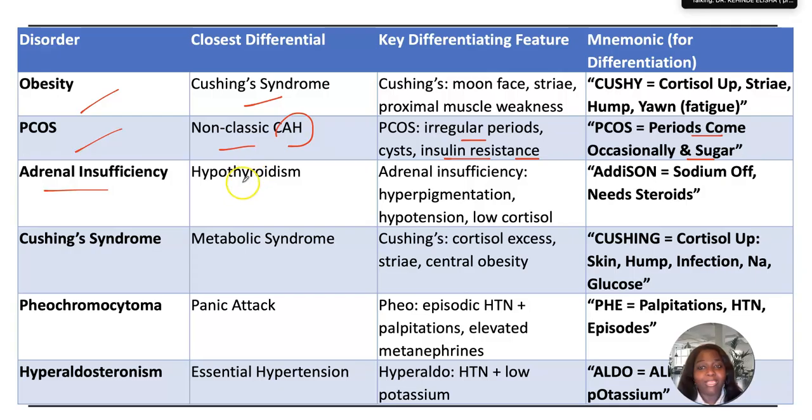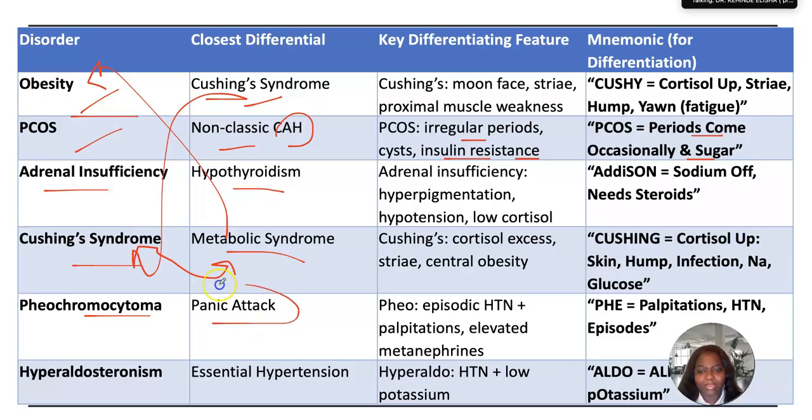Now, adrenal insufficiency is close to hypothyroidism. Cushing's syndrome is close to metabolic syndrome. See, obesity is close to Cushing's syndrome. Cushing's syndrome is close to metabolic syndrome. Metabolic syndrome is similar to obesity. It's the same as obesity. Can you see how they all crisscross? Pheochromocytoma is close to panic attack, the way it presents itself.